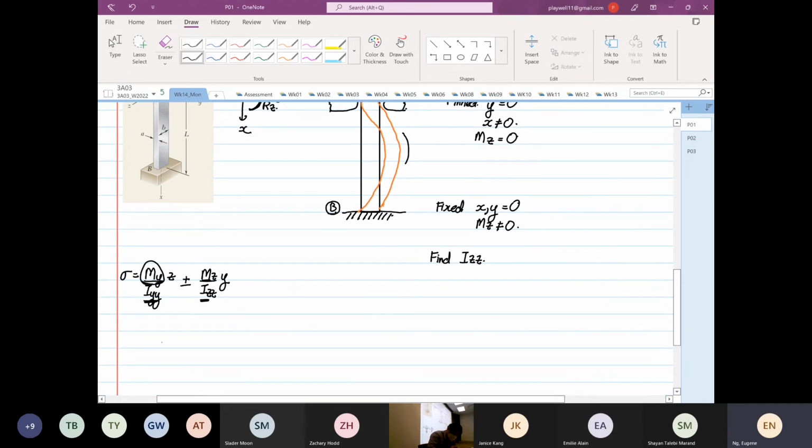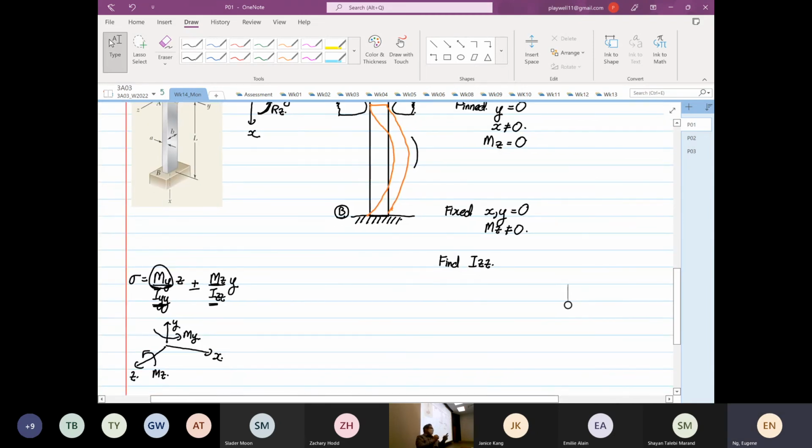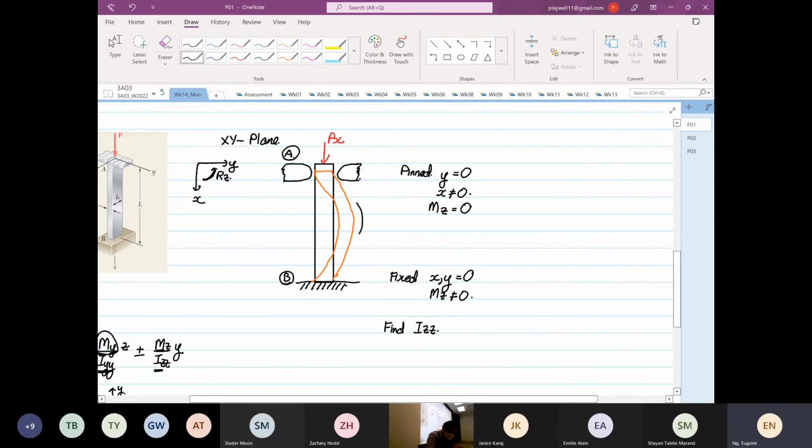So let me draw a transformation to elaborate this. So this is our x, this is our y, and this is our z. If the moment is in the y direction, you take IYY. If the moment is in the z direction, you take IZZ. We know if the moment is about that direction, the deformation is also in that direction. So if we look over here, because the radius of curvature is the same as RZ, we have to take IZZ.